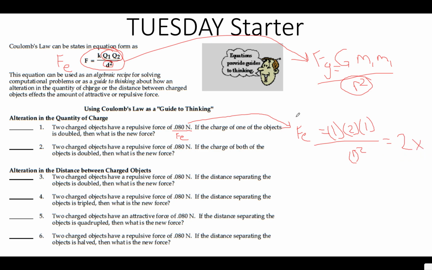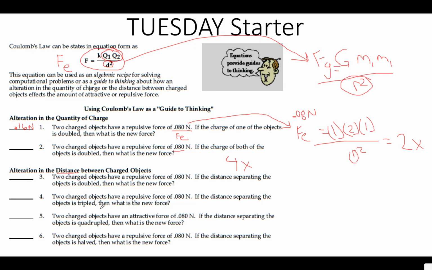And if the original force is 0.08 newtons, we need to double that, which should yield 0.16 newtons. So you're going to do that with all of them. If we look here, we have two charges for number 2. If the charge of both of them is doubled, what's the new force? Well, we would have 1, 2, 2 in that case, and 1 down here. So this would be 4 times the actual force.